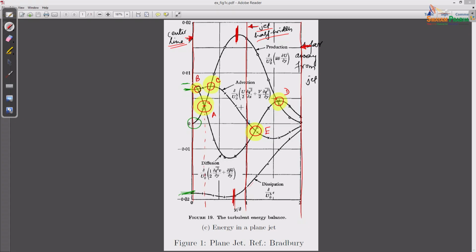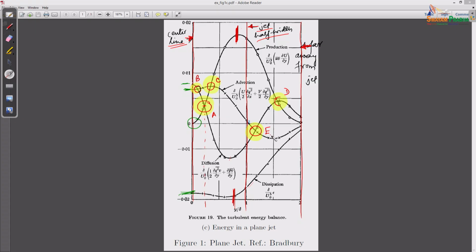Unlike the advection or the diffusion, because if you see the diffusion, the negative minima is much more than the positive maxima. Similarly, if you look at the advection, the positive maxima is much more than the negative minima.